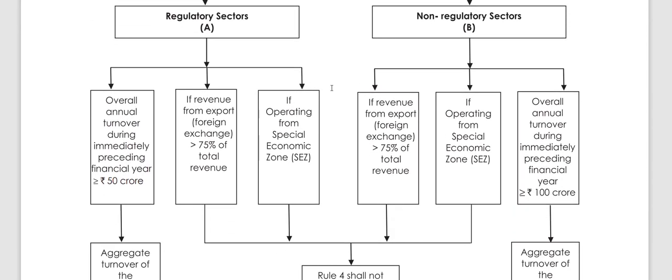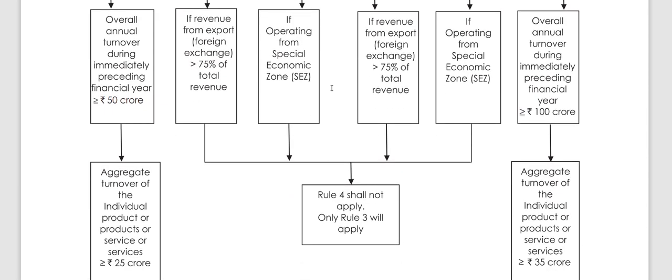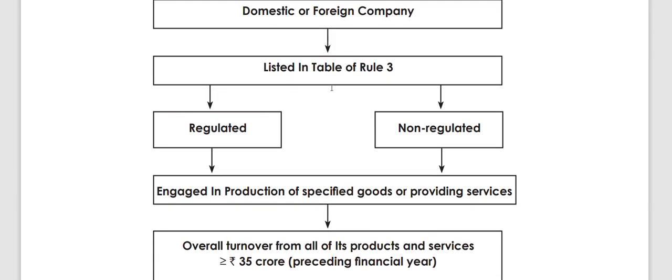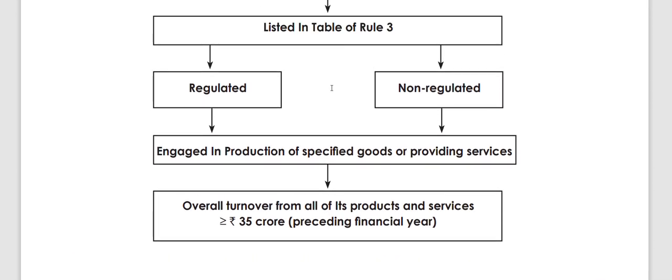And further, if turnover of export foreign exchange is greater than 75% of total revenue, or if operating from a special economic zone, then rule 4 shall not apply. Only rule 3 will be applied. Rule 3 we just saw some time ago. This is what rule 3 says: greater than or equal to 35 crores in the preceding financial year.